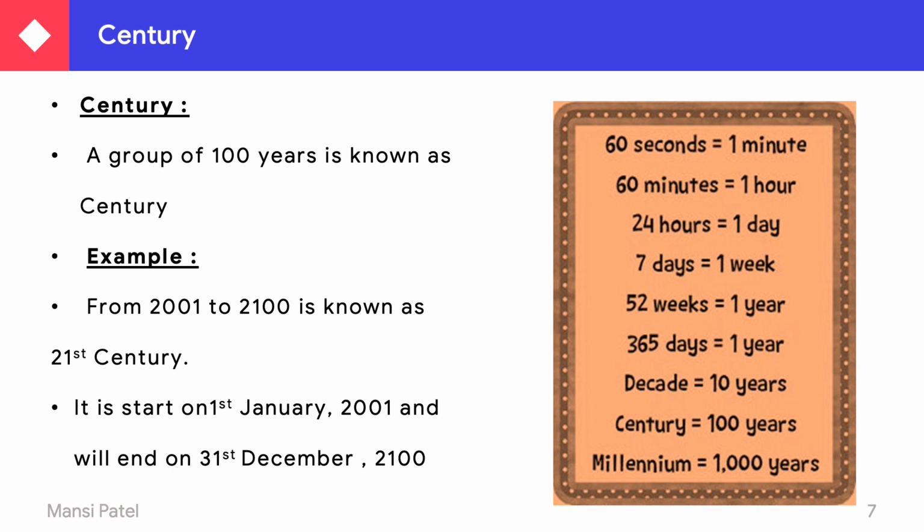And what is the name of the group of 1000 years? The group of 1000 years is known as a millennium. As we already know, in 1 minute 60 seconds are there, in 1 hour 60 minutes are there, in 1 day 24 hours are there, in 1 week 7 days are there, in 1 year 52 weeks are there, in 1 year 365 days. 1 decade is equal to 10 years, 1 century is equal to 100 years, and 1 millennium is equal to 1000 years.